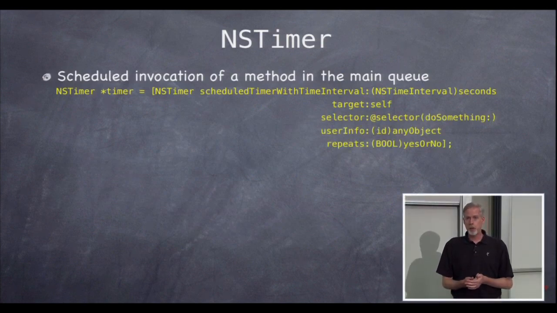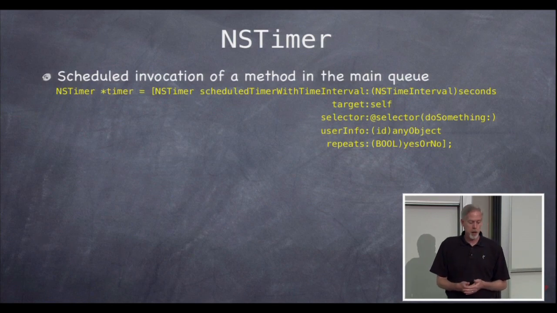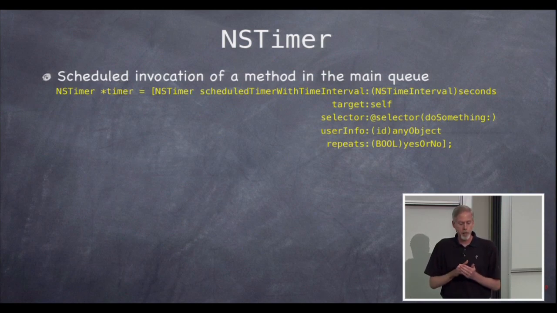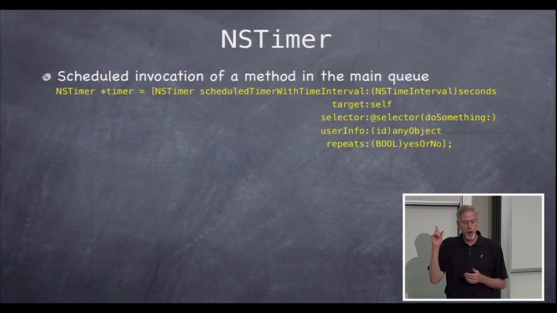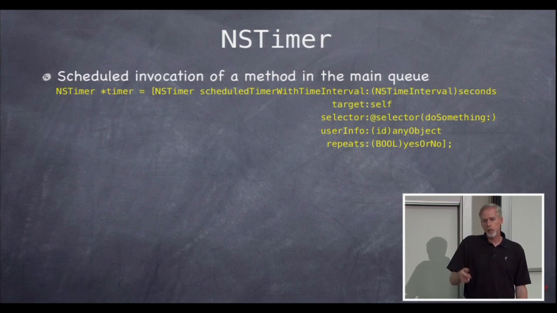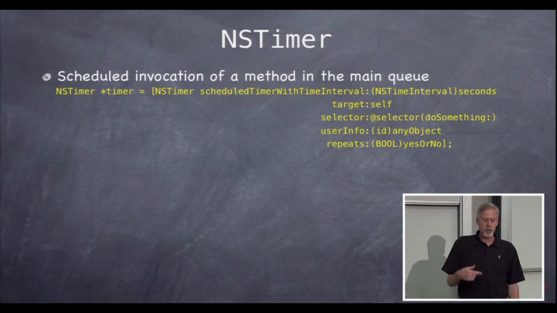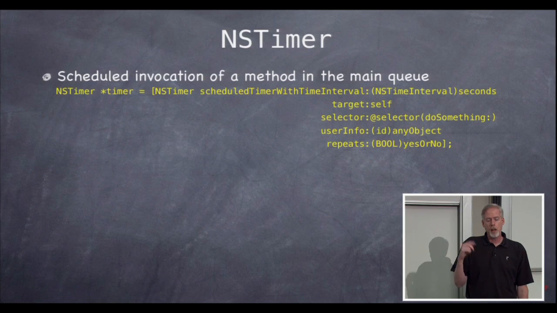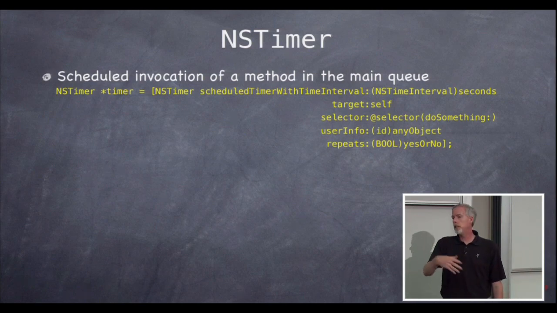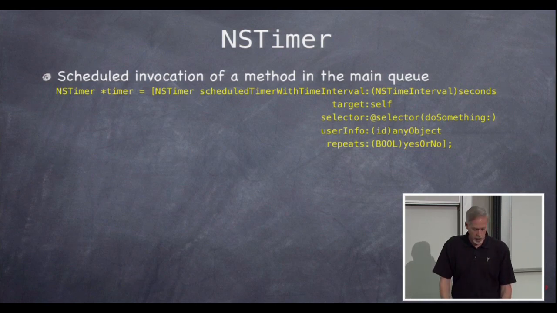So timer is super simple. You just call this method schedule timer with time interval. You give it the seconds, and that's either how many seconds from now it's going to do this once. Okay, call that selector on that target. Or if you have repeats yes, it's how many seconds it's going to wait between invoking that method. All right, so if you say time interval 3 and repeats yes, then every 3 seconds it's going to call that selector do something on that target self. User info is just any context information you want to pass along. It can be nil if you want. Okay, it's just for you to use.